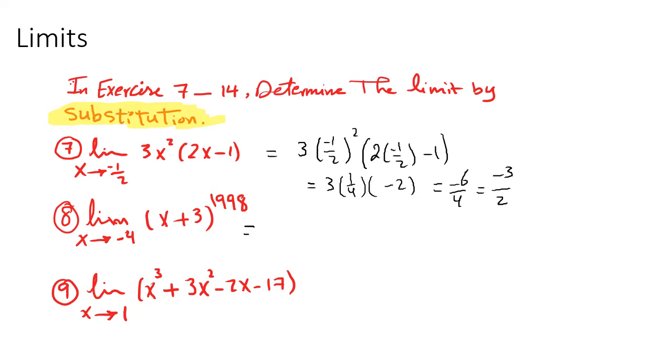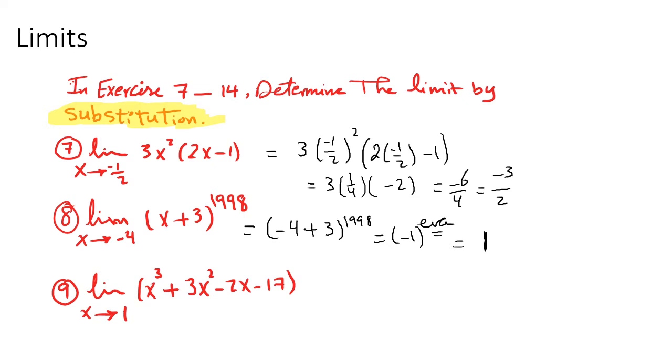For the second one, I'm going to plug in x with negative 4. So negative 4 plus 3 to the power of 1998. So it's negative 1, and the power is even, so it doesn't matter what the power is. Is it 2? Is it a million? Is it 1998? Is it 2020? 2022? So negative and the power is even gives me 1.